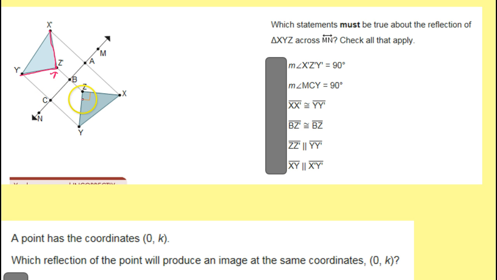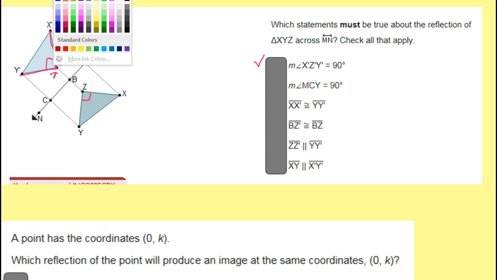Now, they gave us this box here in the original figure, and that means that angle Z is 90 degrees. When you do a reflection, it doesn't change any of the angles. So if the angle Z was a 90-degree angle, then the angle Z prime will also be a 90-degree angle. So that should be true. Alright, so I'll put my check mark on that. What about the measure of angle MCY? Let's take a look and see where that is.